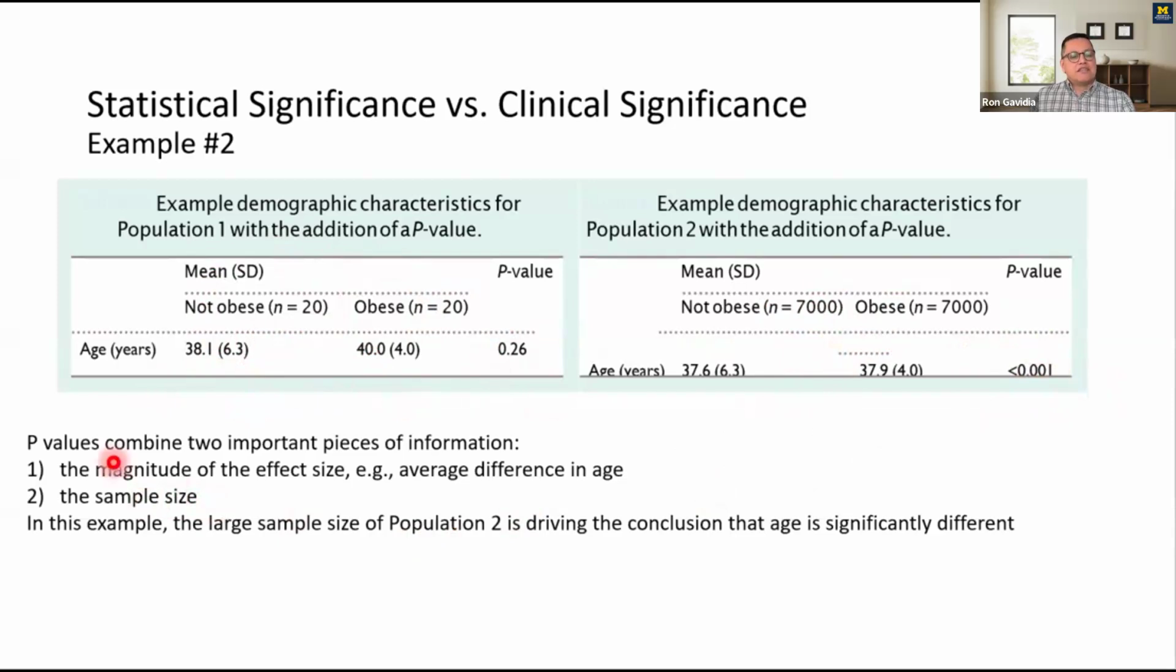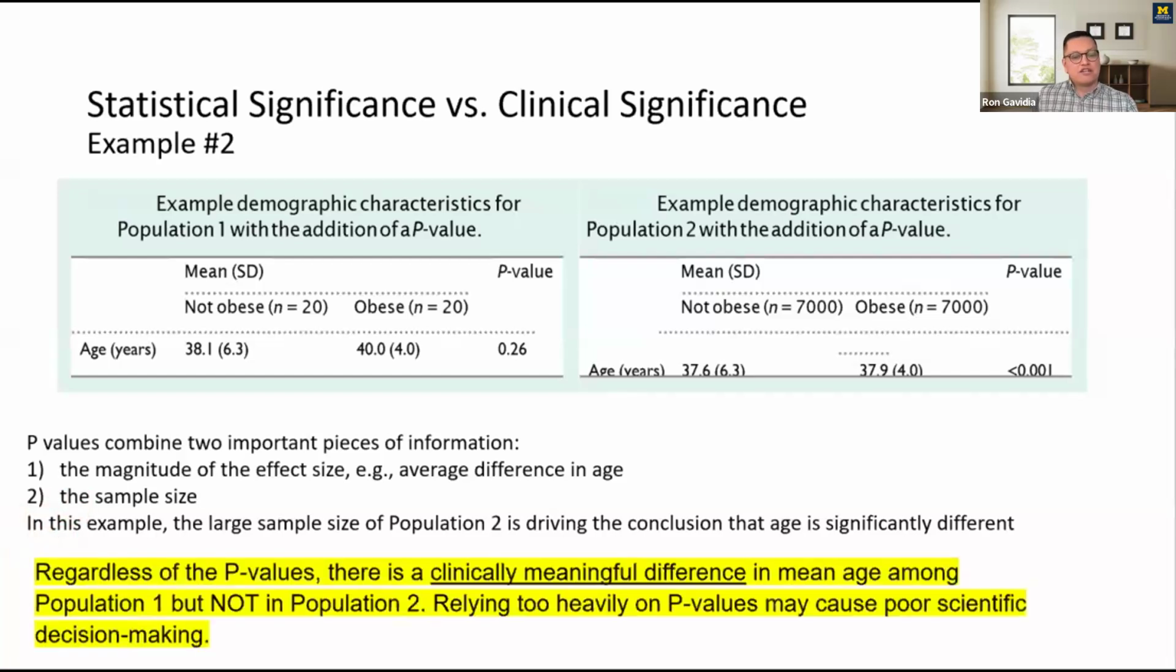So this is telling us that the p-values do not provide information about the magnitude of the effect size. In this case it is, let's say, almost 2 years for the first one and 0.3 for the second one, and also the sample size. So again, in this example, the large sample size of population 2 is actually what is driving the conclusion that age is statistically significant, but not necessarily clinically significant. So regardless of the p-values, there's a clinically meaningful difference in mean age in population 1, but not necessarily in population 2. That's why it is very important not to rely specifically on p-values, because it could be misleading.